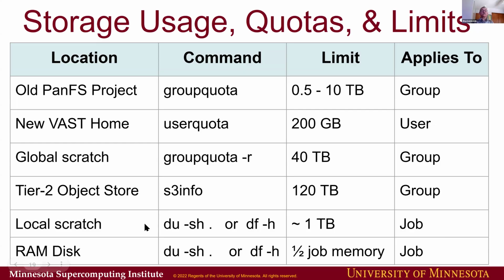And finally, the raw disk is very similar. You'd use du or disk usage, du or df for disk free commands to find out how much is left. And that's just going to be half of the memory of the job is typically going to be the limit, which typically will be on the order of 256 GB if you're on a standard compute node and using the entire node. And again, that's going to be relevant on a per job basis and also on a per node basis, I should say.